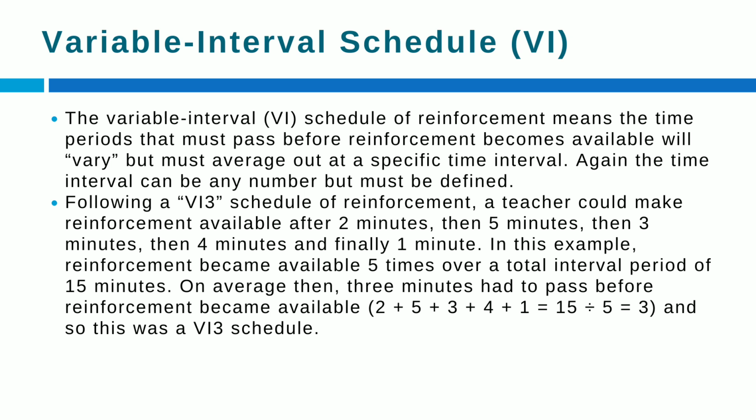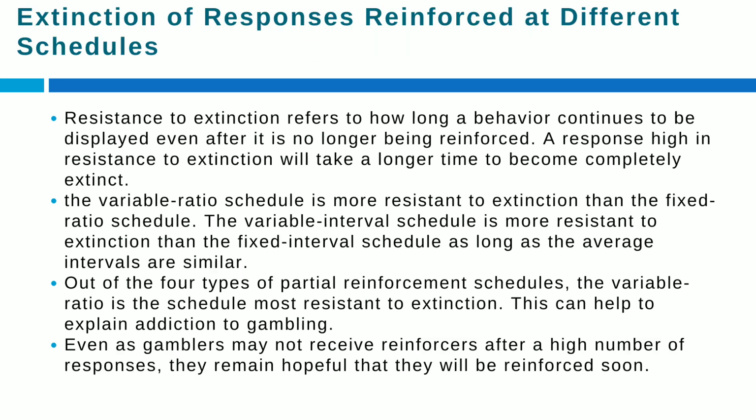Variable interval schedule. The variable interval schedule of reinforcement means the time periods that must pass before reinforcement becomes available will vary but must average out at a specific time interval. Following a VI3 schedule of reinforcement, a teacher could make reinforcement available after 2 minutes, then 5 minutes, then 3 minutes, then 4 minutes, and finally 1 minute. In this example, reinforcement became available 5 times over a total interval period of 15 minutes. On average, 3 minutes had to pass before reinforcement became available.